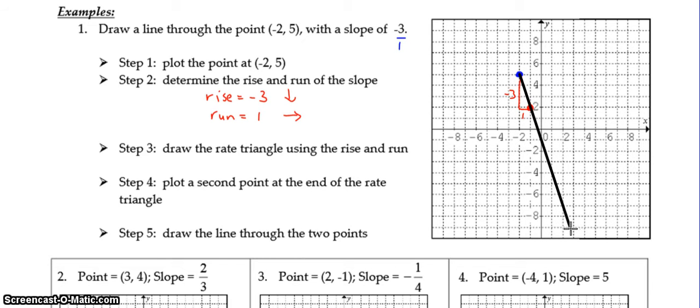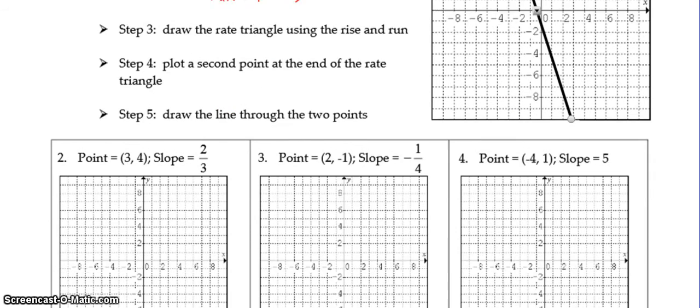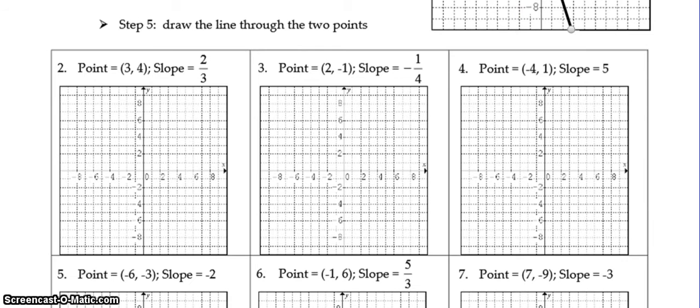When you draw your line, you want to make sure that the line goes all the way to both edges. Because if it goes all the way to both edges, it indicates that the line is going to continue forever and ever. And that's how you draw a line. So I'll do a couple more with you and then you'll have some to practice.